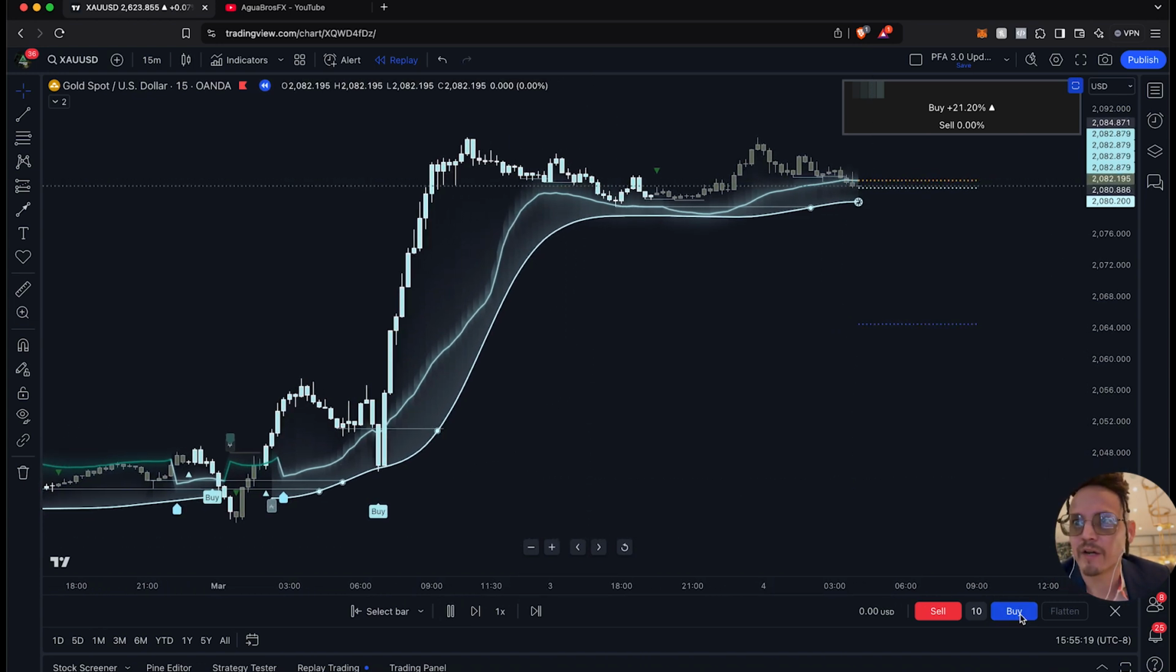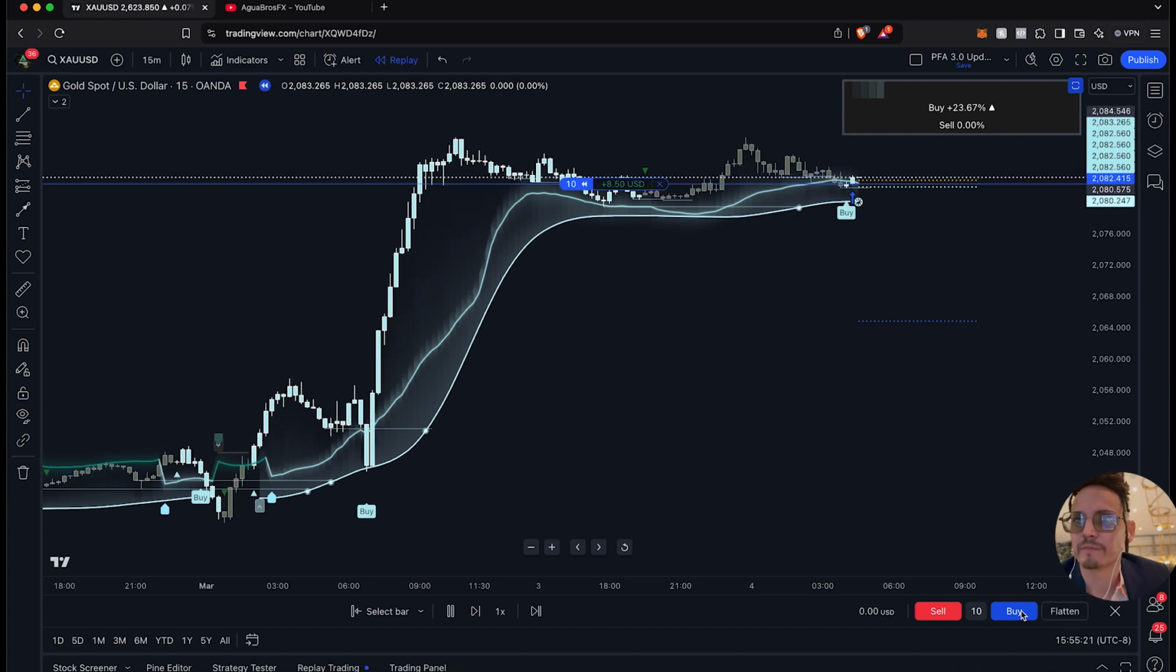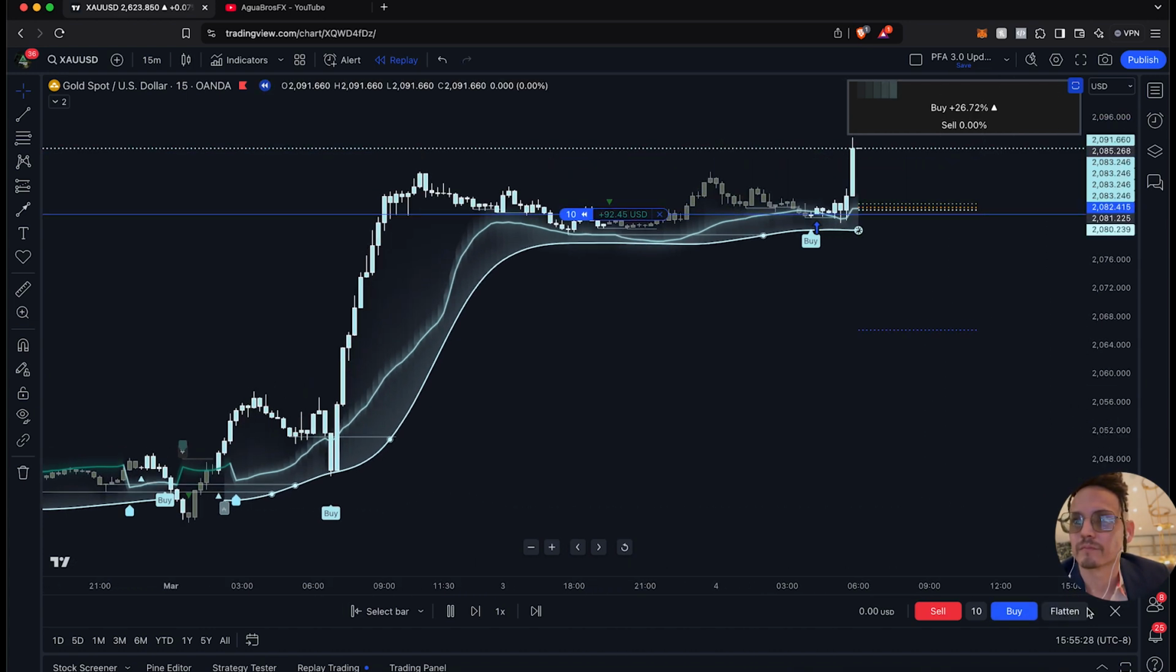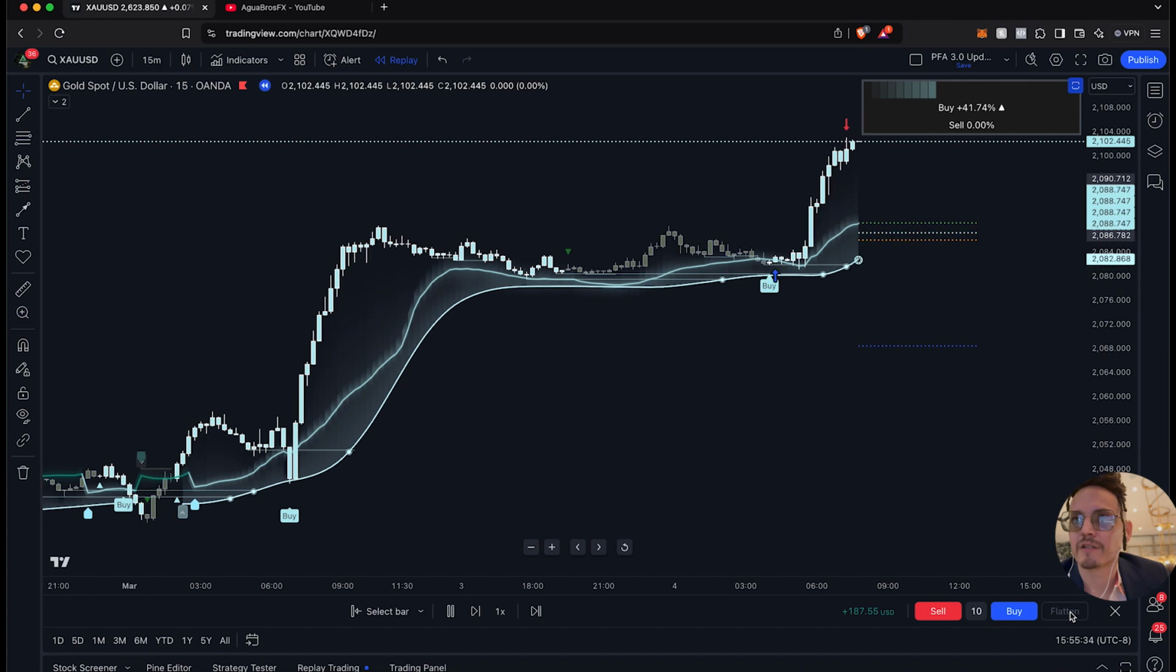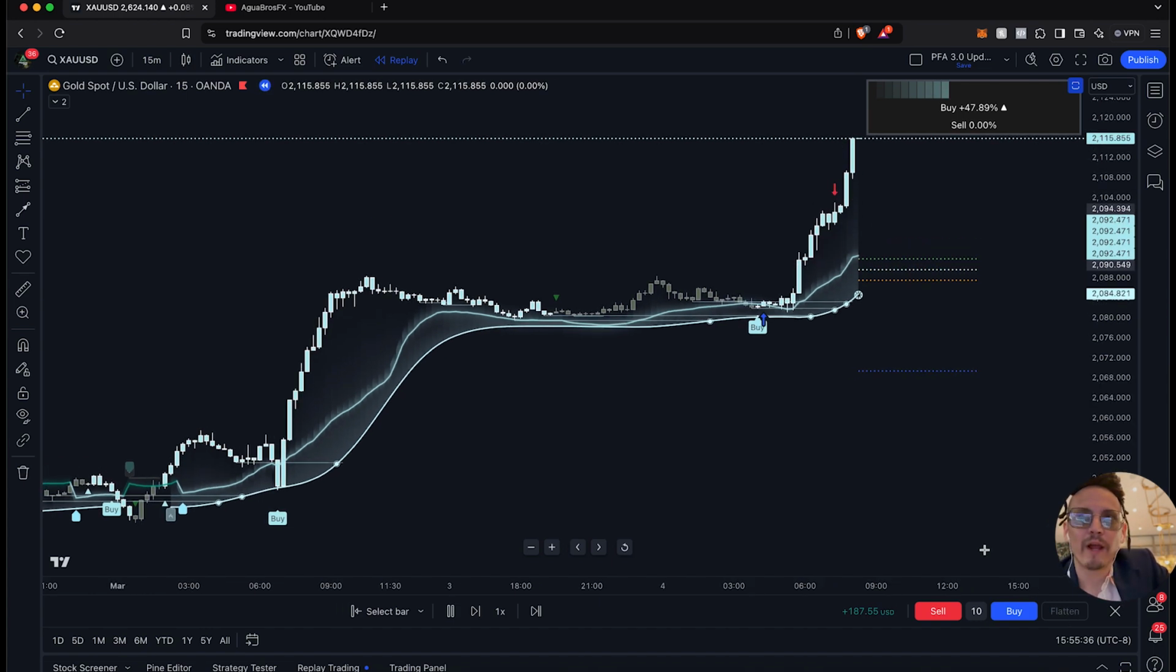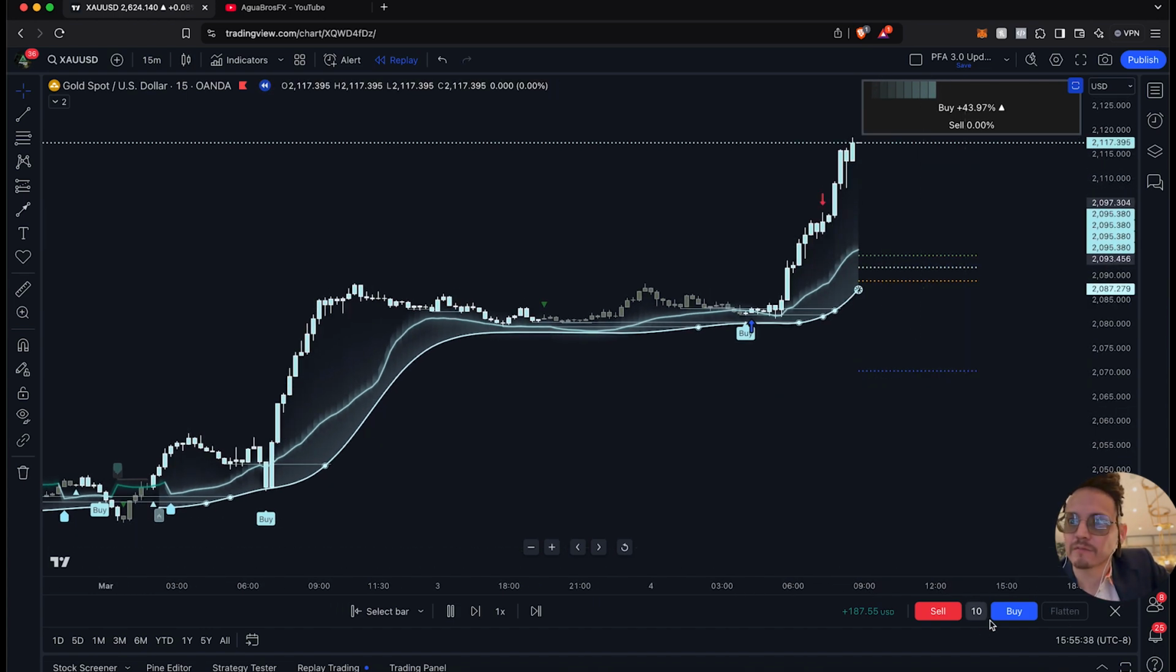And now we're going to buy with the signal. Hopefully this is a better speed. There you go. Exit. Again, we're waiting for the retest.